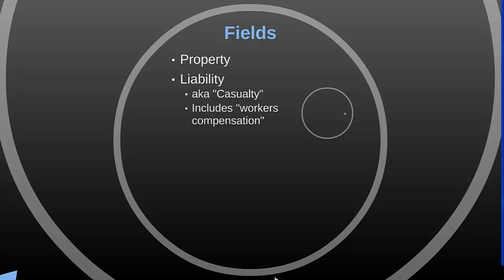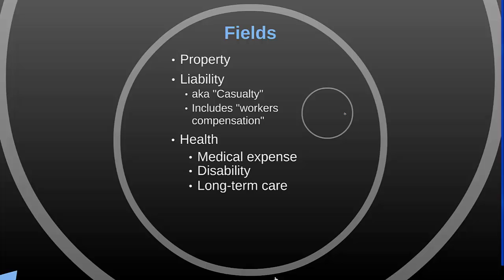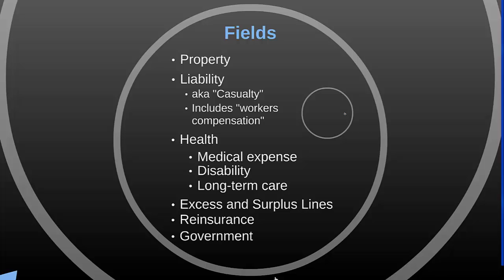Now let's talk about fields and categories of insurance. First, the fields of insurance. There are property insurance, liability insurance, also known as casualty insurance, which includes workers' compensation, health insurance, and it includes medical expense insurance, disability insurance, and long-term care insurance. There's excess and surplus lines, and reinsurance. And there's government insurance. I'll talk about government insurance in a moment.